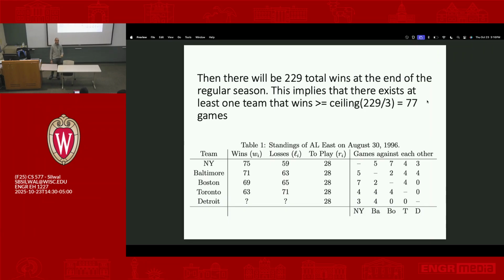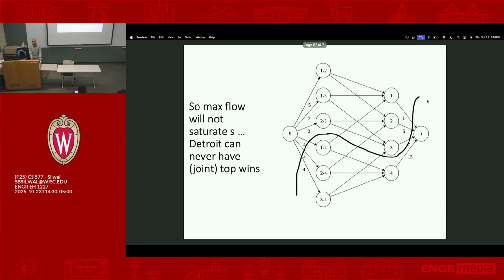So the cut actually tells you to look at the subset of teams where one of them is guaranteed to have too many wins, if I add up all the wins among themselves, okay? So that's another fun thing you can tease out of this cut. But yeah. Any comments, questions?